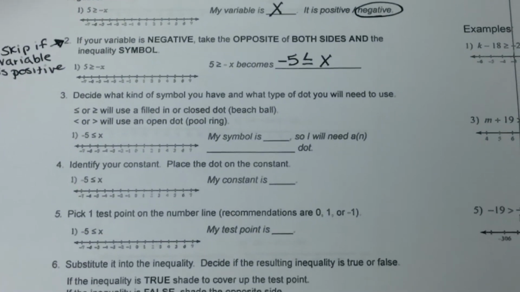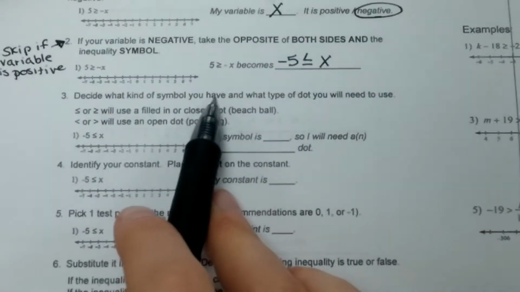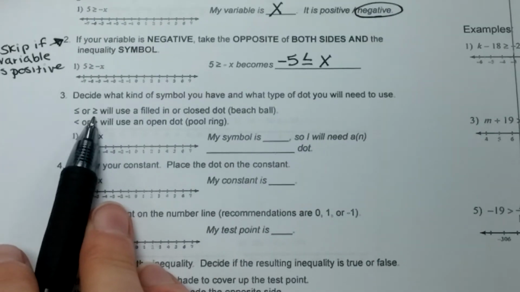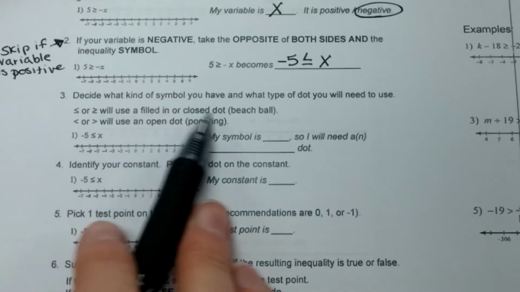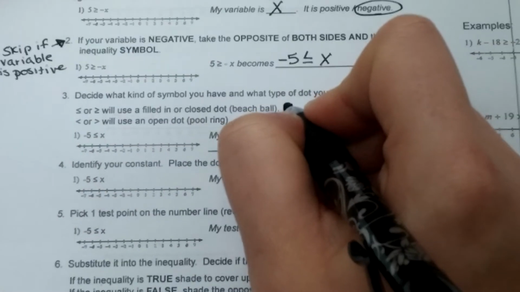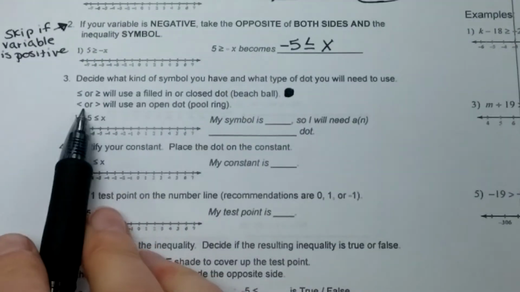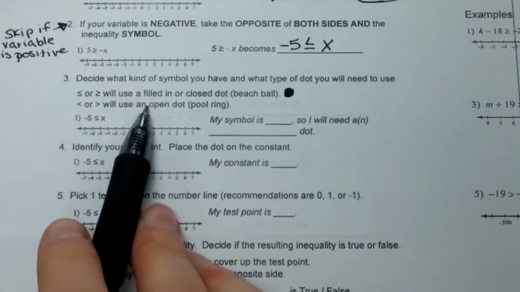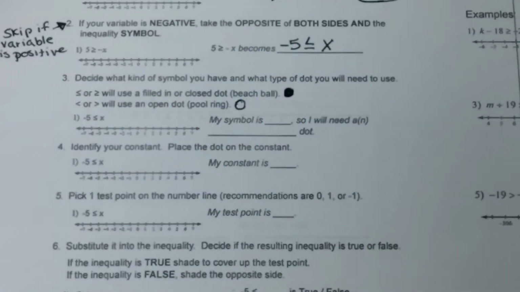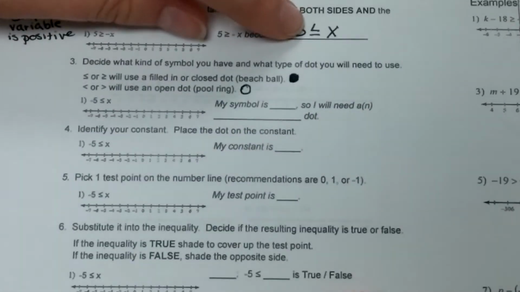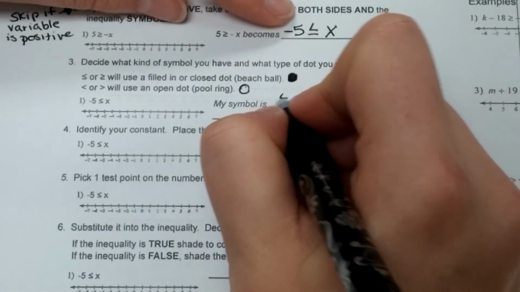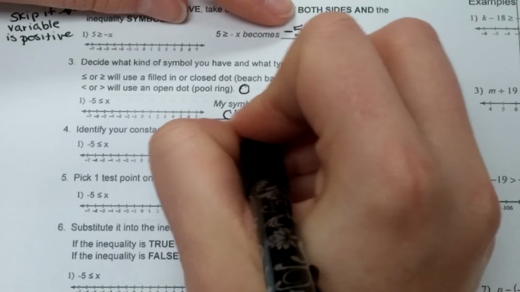All right, step 3. Decide what kind of symbol you have and what type of dot you'll need to use. If you have less than or equal to or greater than or equal to, you'll use a filled in or closed dot. And I like to think about that as a beach ball. It's all filled in. Okay. If you have a less than or greater than, you'll use an open dot, and that's like a pool ring. Looks like this. So my symbol is less than or equal to, so I will need to use a closed dot.